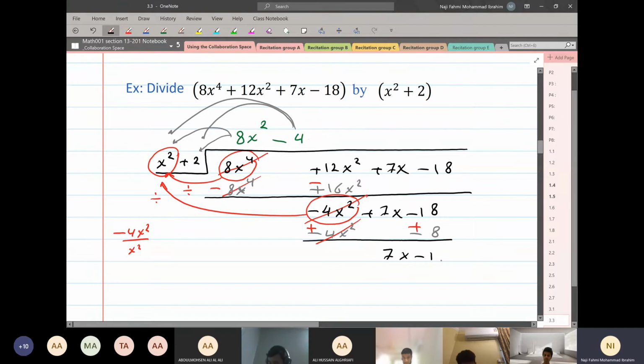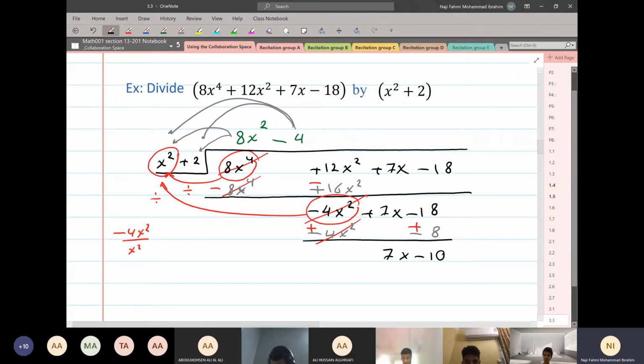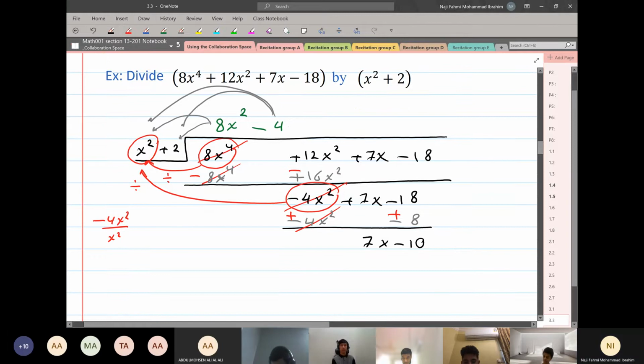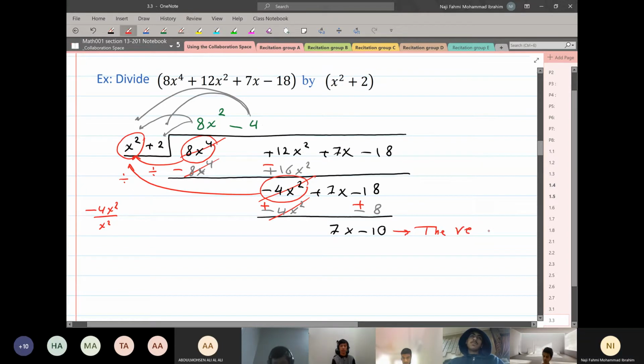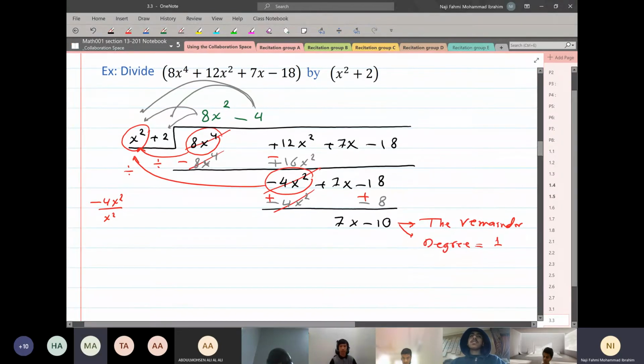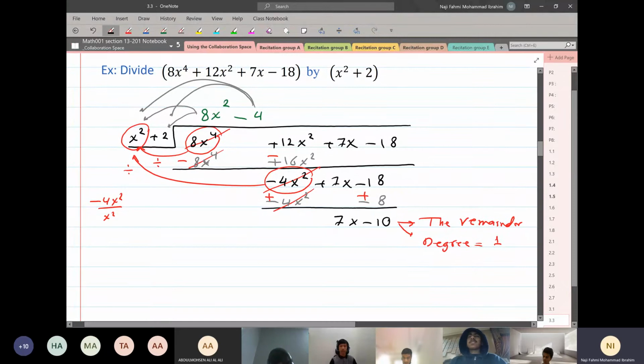Now, if I ask Ali, what's the degree of the remainder? 1. What's the degree of the divisor, Ali? Degree 2. Now, should we stop or continue? Stop. Why? Because the degree of the remainder is less than the degree of the divisor.